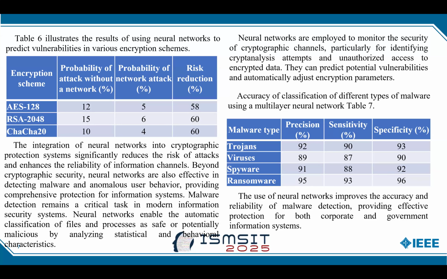Beyond cryptography, they are also highly effective in malware detection, classifying files and processes as safe or potentially malicious. Monitoring cryptographic channels and detecting anomalous user behavior are also made possible by neural networks, providing comprehensive protection. Multi-layer perceptrons achieved classification accuracy up to 95% for ransomware, highlighting their practical effectiveness in information security systems.